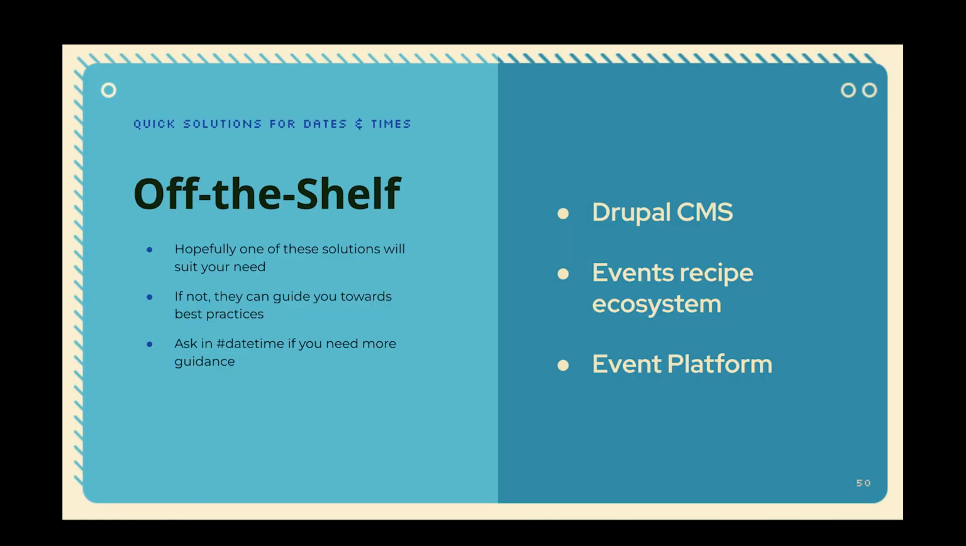So, bringing it back to the topic of our talk, hopefully you can see how recipes and other things like the event platform that are destined to become recipes can really make life easier for you regardless of how you want to manage dates and times in Drupal. So we've got Drupal CMS that has the events recipe, the events recipe ecosystem in Contrib, and the event platform. So lots of different ways that that might meet one of your use cases. If it doesn't meet your specific needs, then some of the approaches in there could be guidance in terms of the best way to meet your needs.